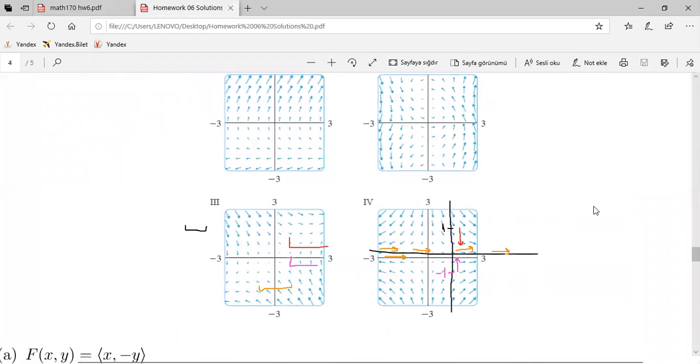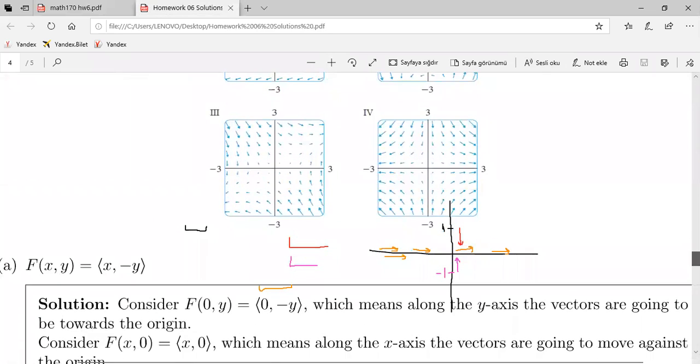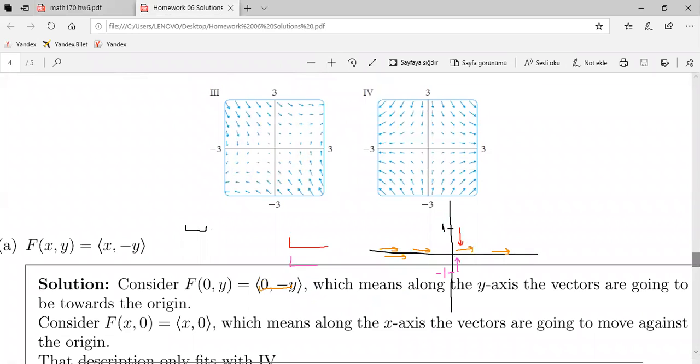Now you see that, so I know the answer, that's why I'm passing there. So we see that when y is greater than 0, we have the vectors downwards, as you see here. And when y is less than 0, we see that our vectors will be upwards, as in here.